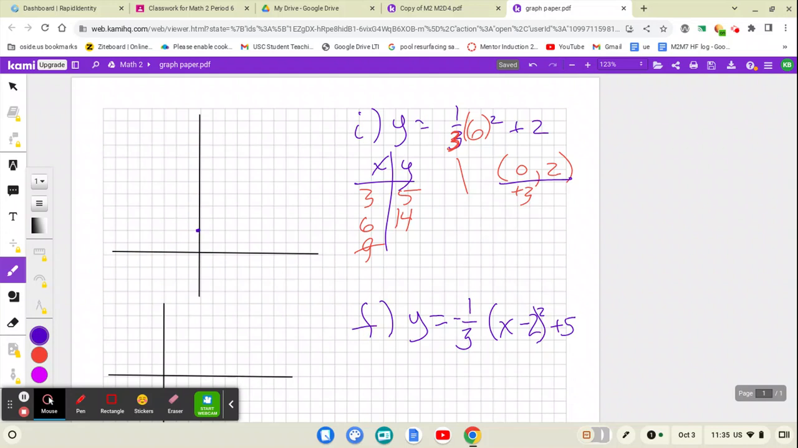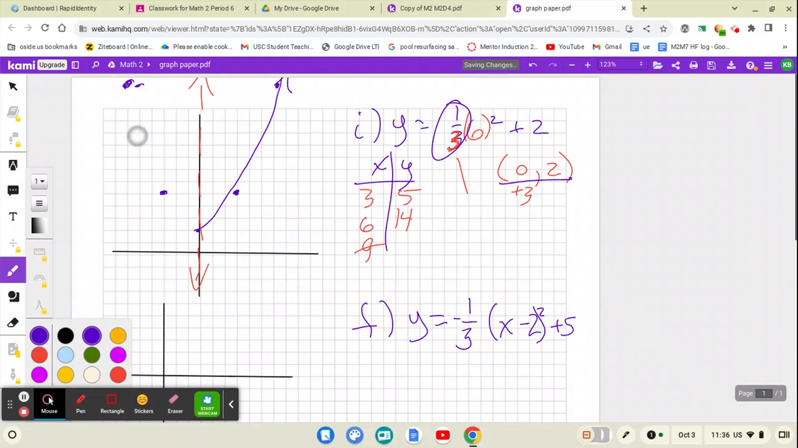0, 2, 3, 5. 1, 2, 3, 4, 5. And 6, 14 is going to be off the charts. 5, 6, 7, 8, 9, 10, 11, 12, 13, 14. Something like up here. It is wide as we expected it to be because of the stretch being less than 1. Put in a line of symmetry, which happens to be on the y-axis, and then we can add the rest of our points. We have a point matching 3 to the left, and another one way up here, 6 to the left.